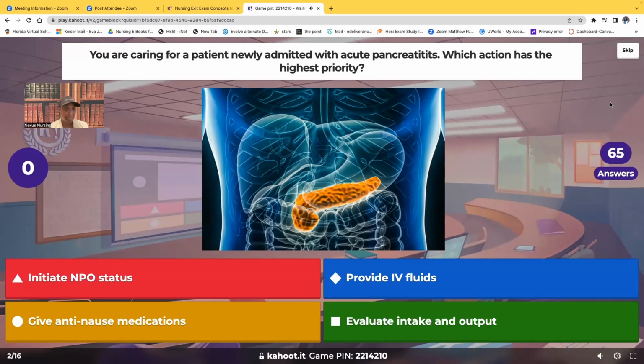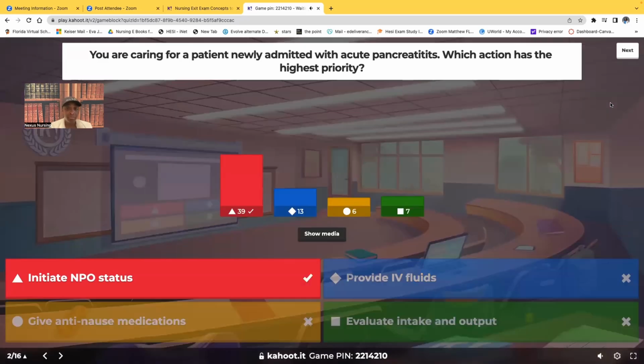Very good. NPO. If you look at the question, look what kind of pancreatitis, acute. This is active, right? They have acute pancreatitis, inflammation of the pancreas. So our priority is going to be to prevent this from getting worse. This patient's going to be NPO. Number one, you want to rest that pancreas. You know, the pancreas is the only organ in the body that's both endocrine and exocrine, right? You want to rest the pancreas. So you're going to have the patient NPO.